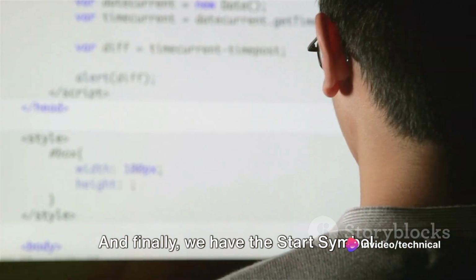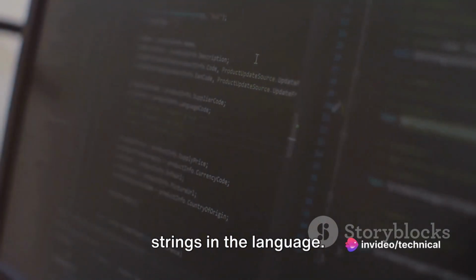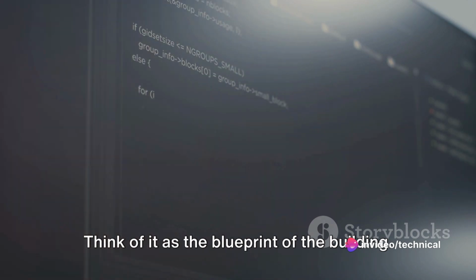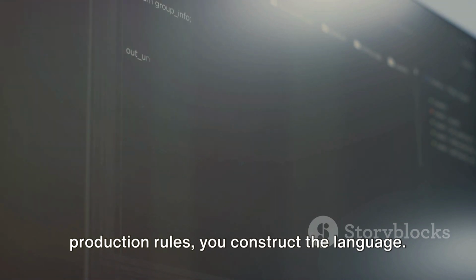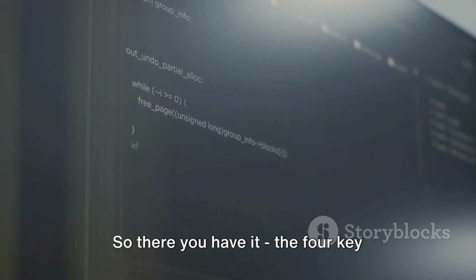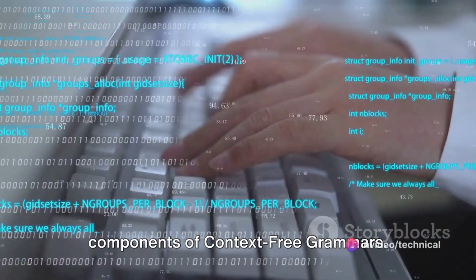And finally, we have the start symbol. This is a special non-terminal symbol that represents the entire language defined by the grammar. It's the starting point for deriving strings in the language. Think of it as the blueprint of the building. It's where you begin, and following the production rules, you construct the language. So there you have it, the four key components of context-free grammars.